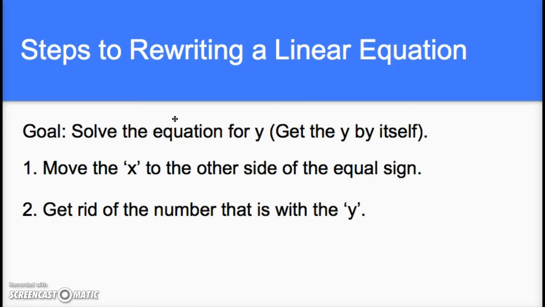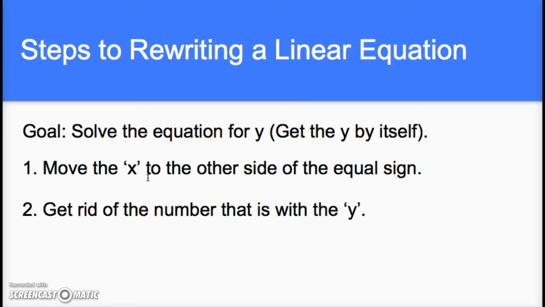So step number one is you're going to move the x and whatever's with the x. So if it's just an x, you'll move it. If it says 5x, you'll move the 5x to the other side of the equal sign. And we've been doing that with solving equations. We'll go through some examples here in just a minute. First thing is you want to get that x away from the y, so it's going to get moved completely to the other side of the equal sign.